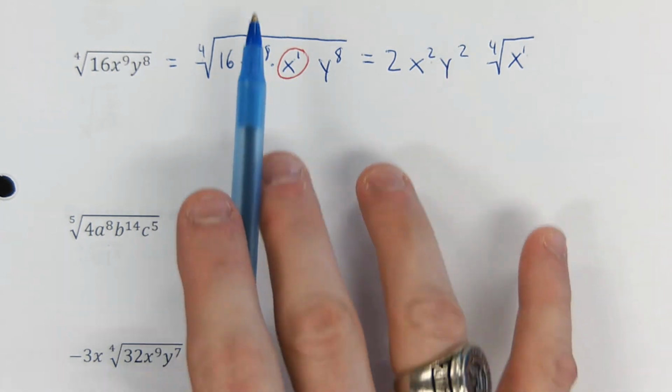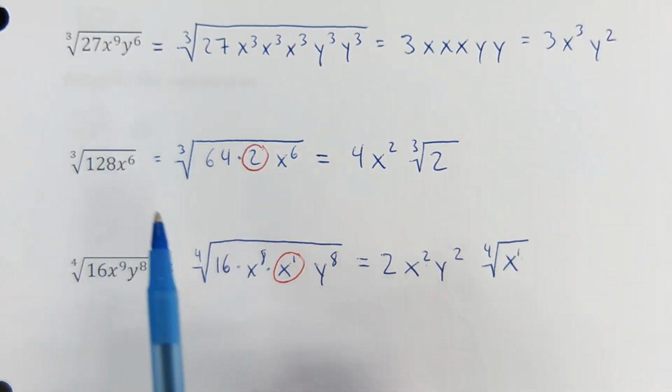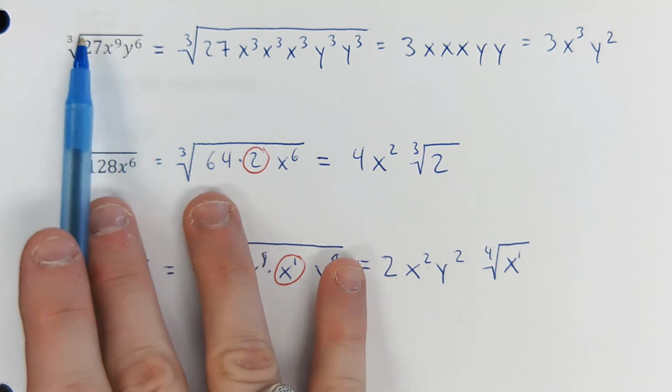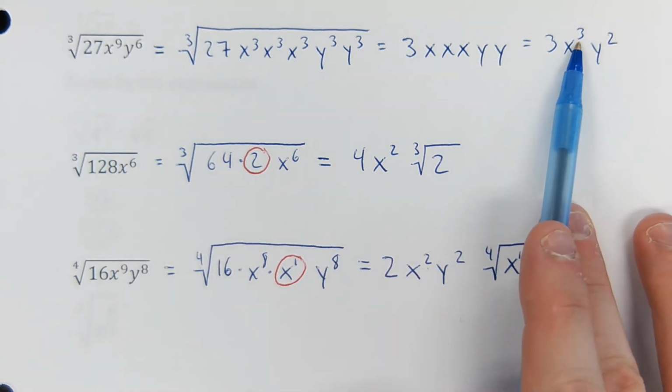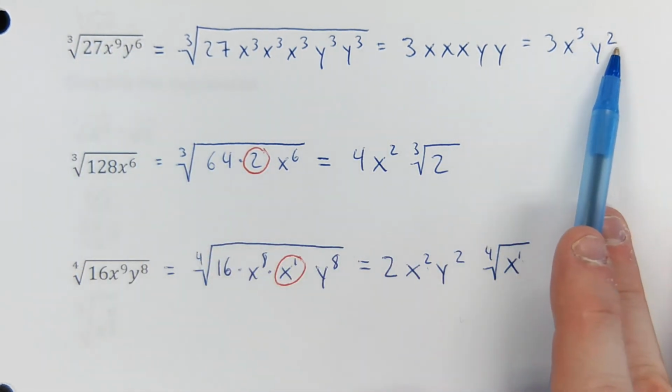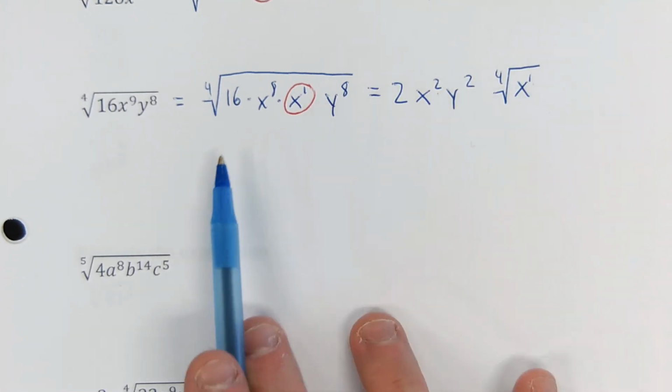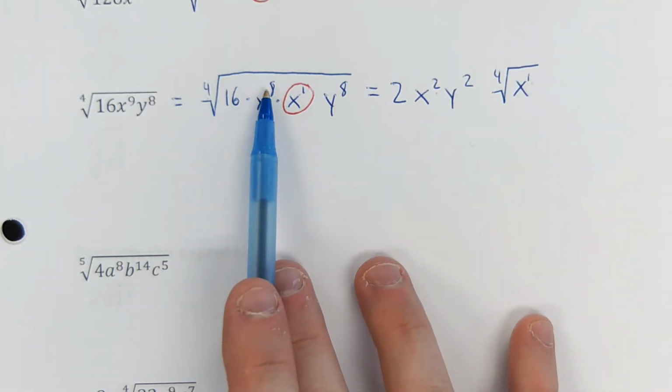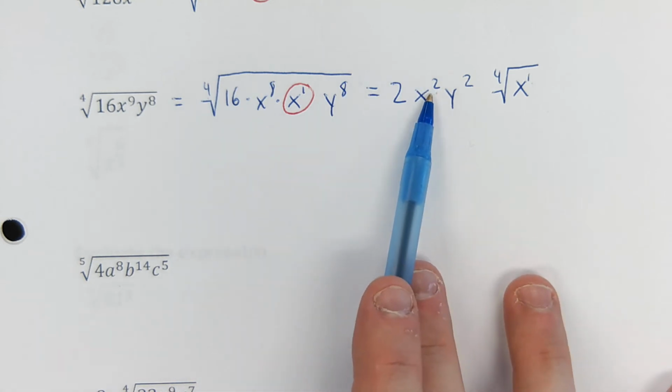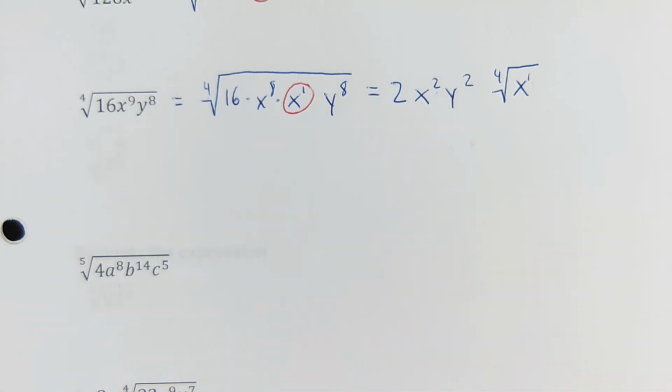Okay, so right here, let's look all the way back up to the top because he's confused how I got the 2. Right here, this 9 divided by this 3 is this 3, right? This 6 divided by 3 is this 2. This is not a square root, it's a fourth root. So this 8 divided by 4 is 2.